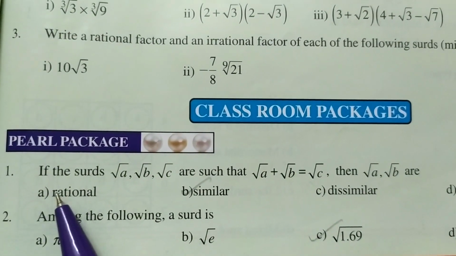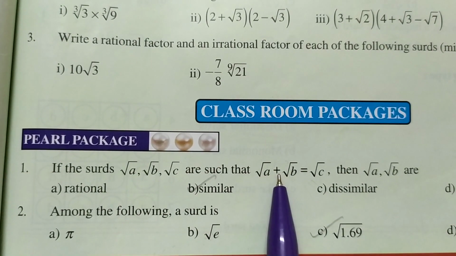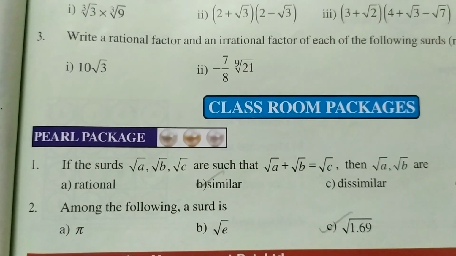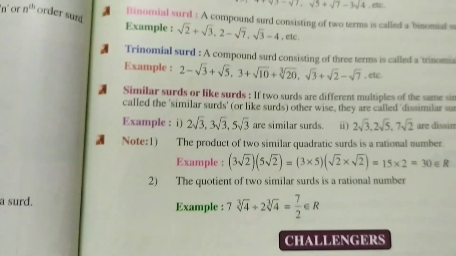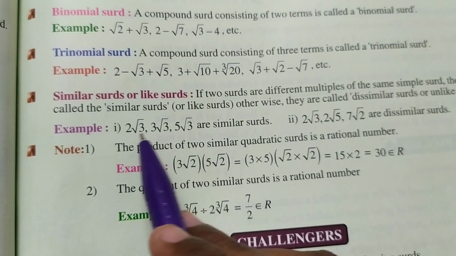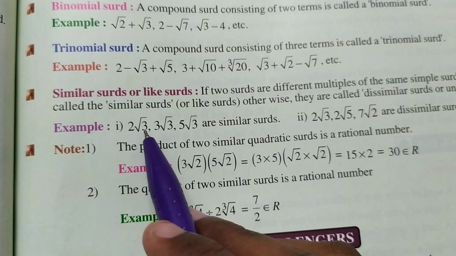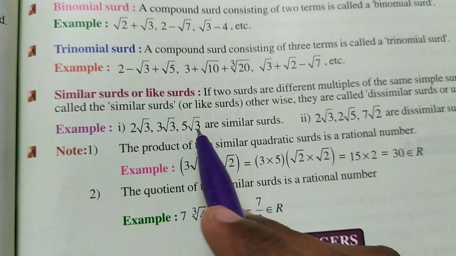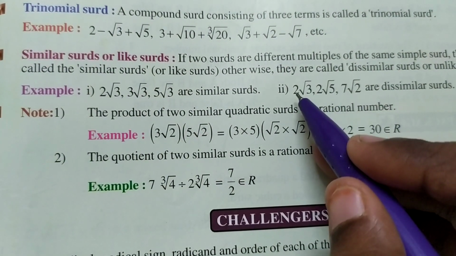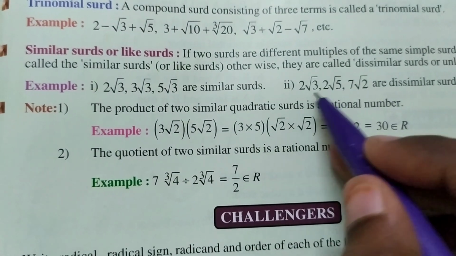If the surds root a, root b, root c are such that root a plus root b is equal to root c, then what are root a and root b? Here see the definition of similar surds and dissimilar surds. Here root 3, 2 root 3, 3 root 3, 5 root 3 are coming. These are all similar surds because they have the same root numbers. Here these are dissimilar surds: 2 root 3, 2 root 5, 7 root 2.